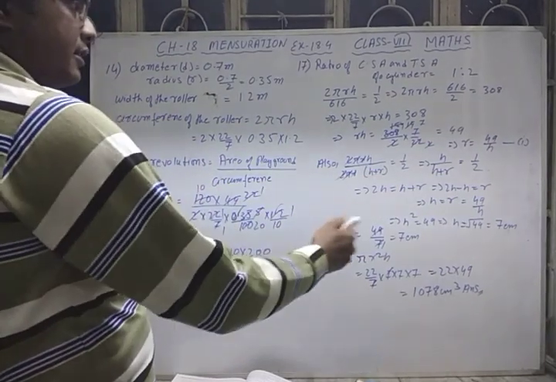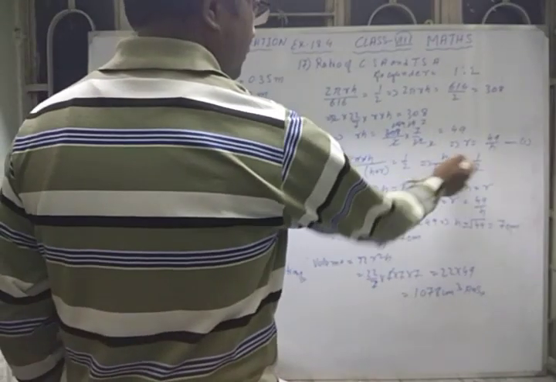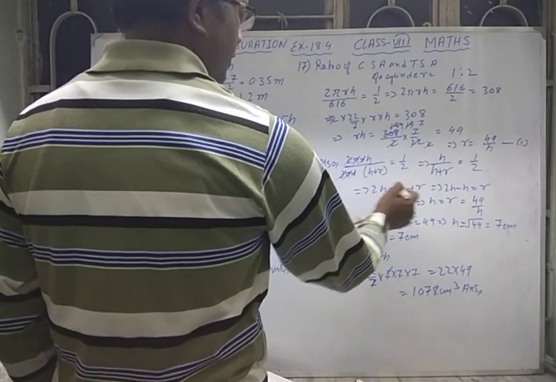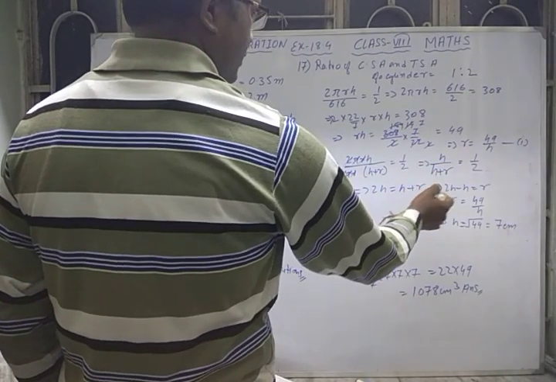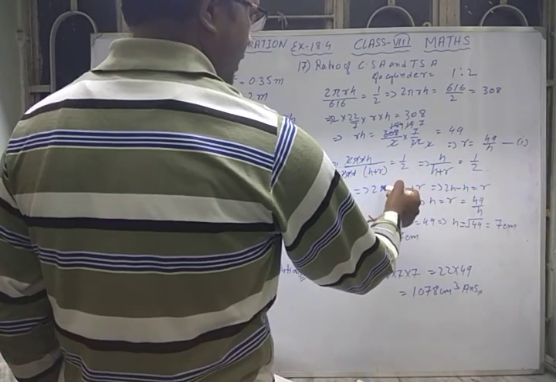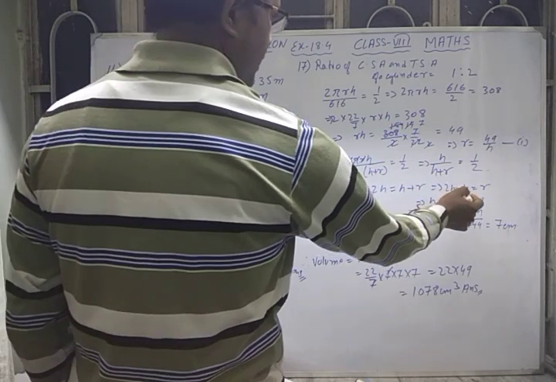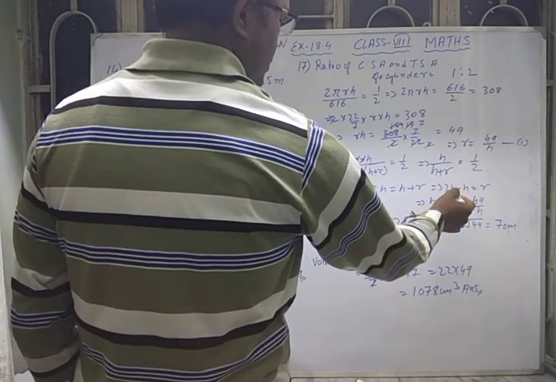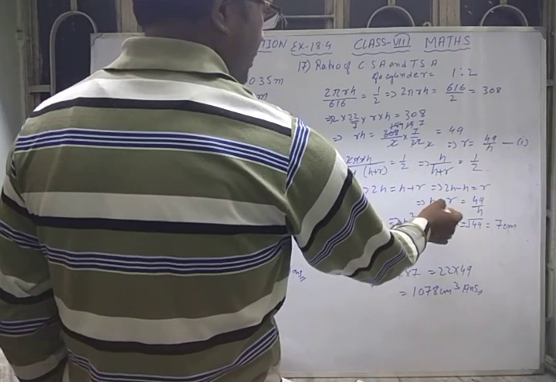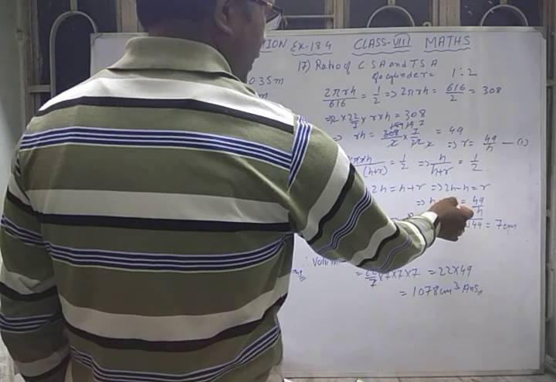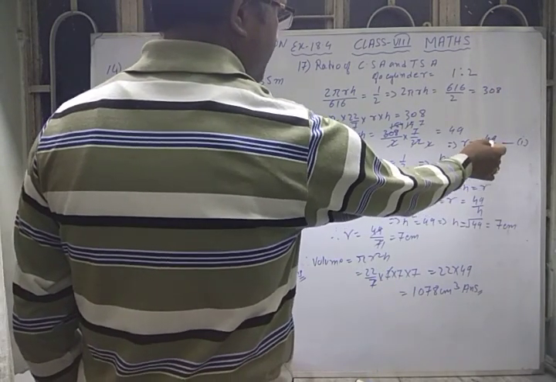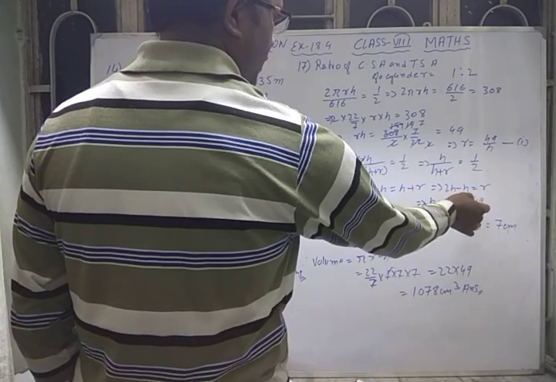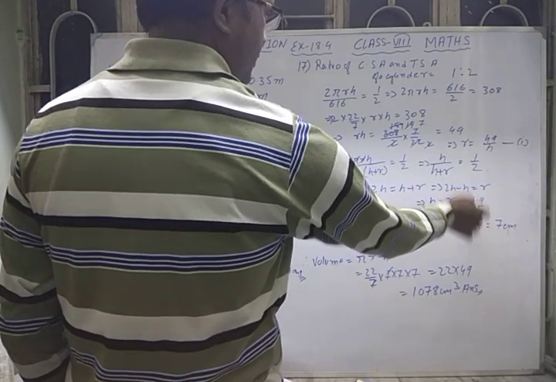Now do the side changing. So H into 2 is 2H equals, when you take H plus R to the right-hand side, it will be H plus R. Now take the RH to the left-hand side: 2H minus H equals R. So 2H minus H is H, equals R. And already we have got R equals 49/H. So put in place of R, 49/H.